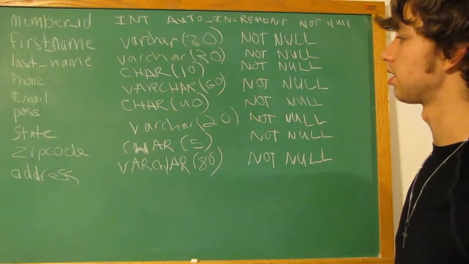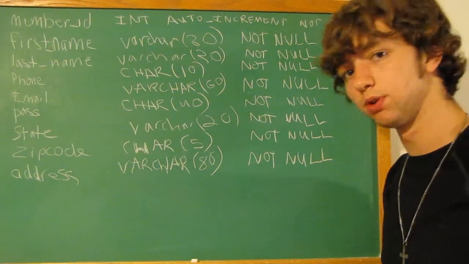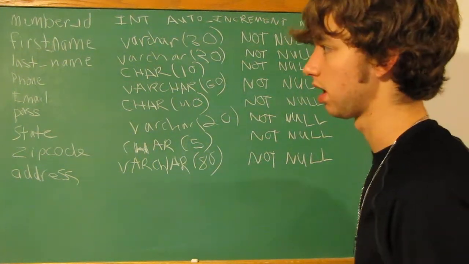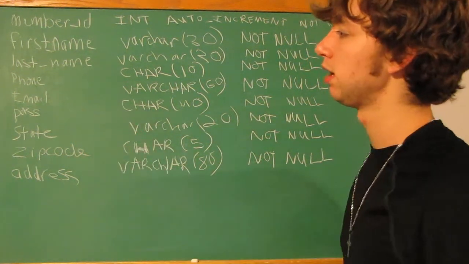So, as you can see, they're all not null because most of these are required. The only ones that may not be required are phone number or email.